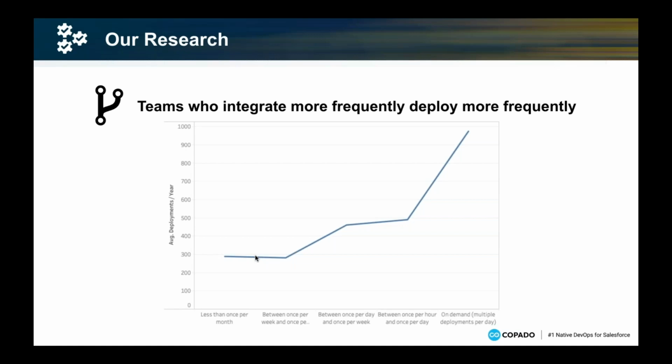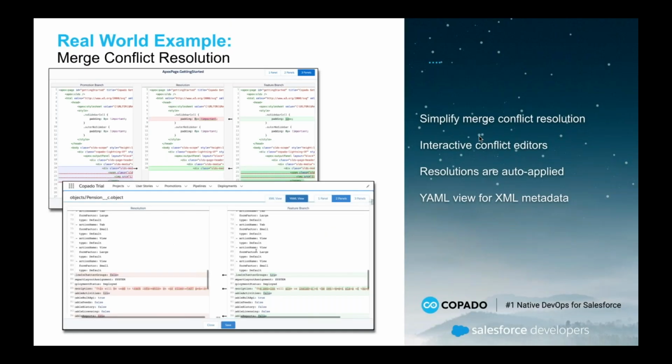But one of the things we noticed from our research is that teams who integrate more frequently, so on the right we have teams that are integrating more frequently, means individual developers and across teams, they're merging their code bases more and more frequently, those teams are able to deploy more frequently. This is the number of deployments per year that teams were reporting being able to have. And so that speaks to the importance of integrating early and often.